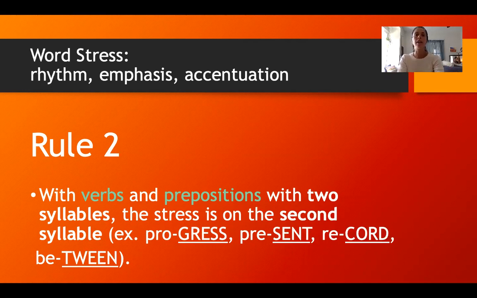You can go on Google and look up nouns and verbs that have the same spelling and practice this. It's really, really important. Yeah, first two rules down. We've got it.